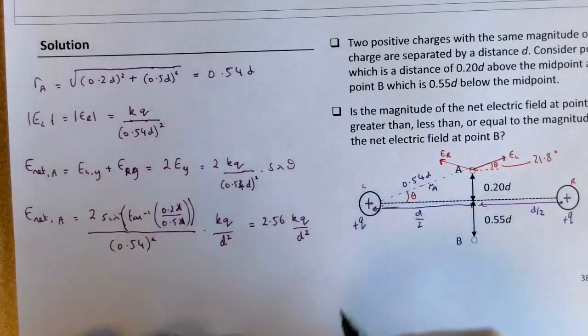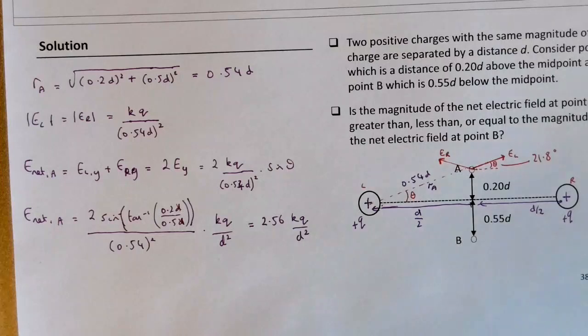So I picked the values to be pretty close, or 2.6 KQ over D squared. And that gives us the value of the electric field at point A, or 2.6. Yeah, so 2.6 KQ over D squared.